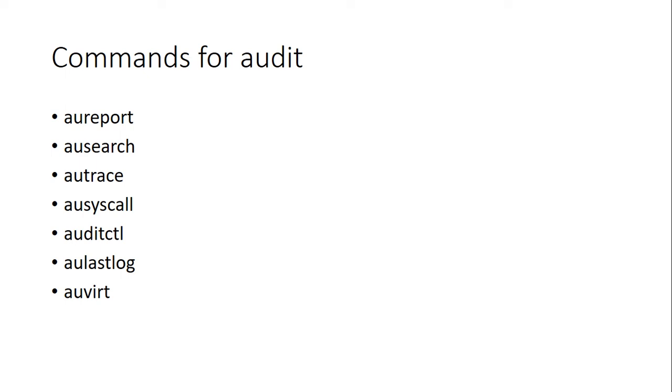We can use the auditctl command to control the audit system and append rules. We can use the aulastlog keyword to see who last logged into the system. We can use the avirt keyword to show information related to virtual machines.